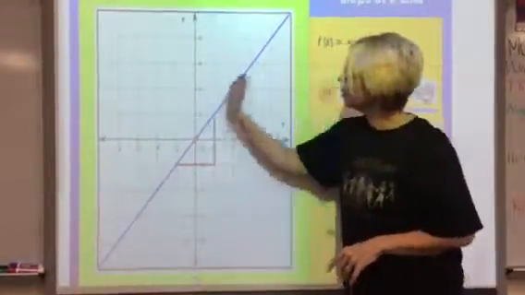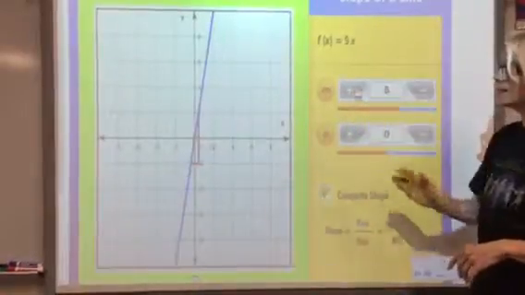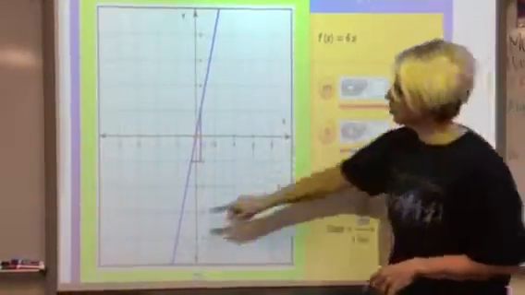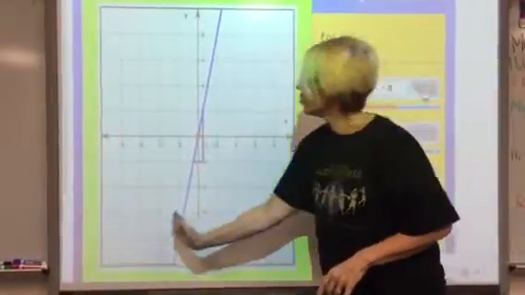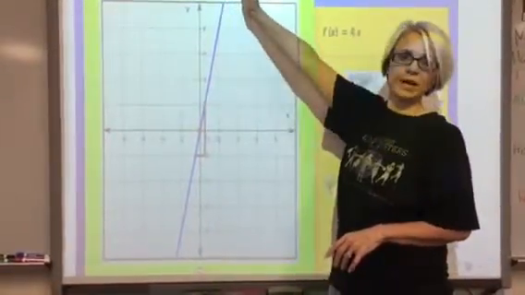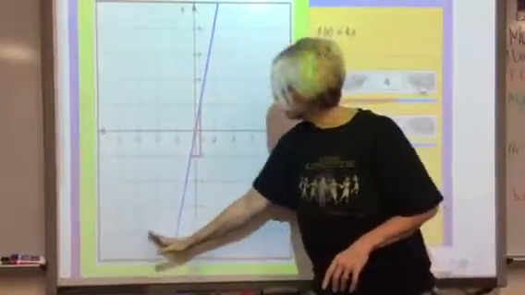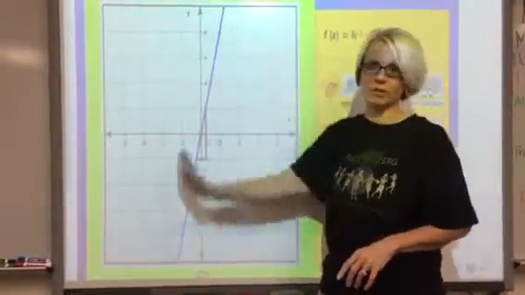One other thing I'd like you to notice is all of those numbers were positive numbers, and my slope is going what we consider to be uphill. We read it from left to right. So this is a positive slope because it's going uphill. You can imagine yourself down here and you have to climb the mountain.